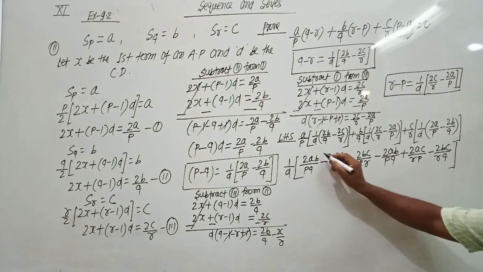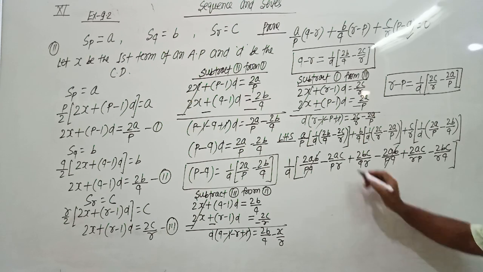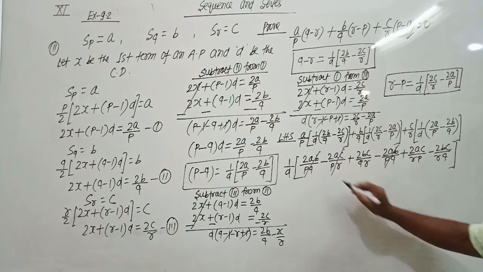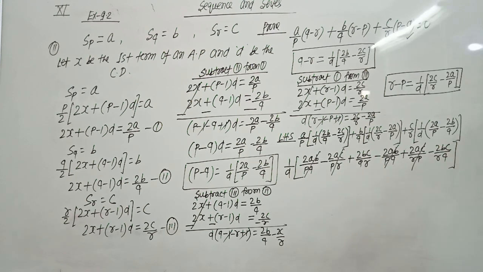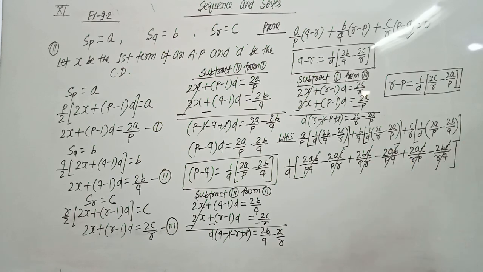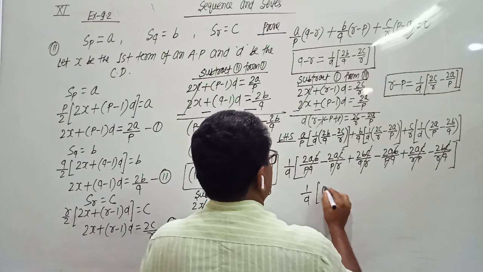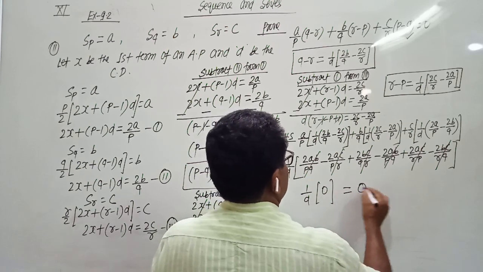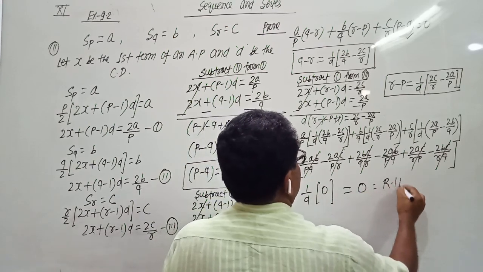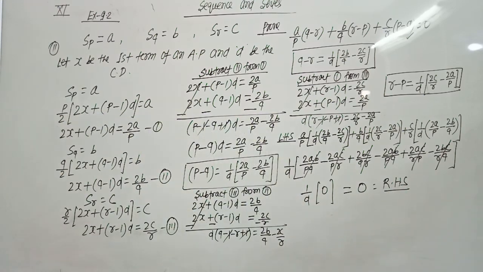So 2AB/pq and minus 2AB/pq cancel, minus 2AC/pr and plus 2AC/pr cancel, plus 2BC/qr and minus 2BC/qr cancel, and we get 1/d into 0. So the result comes to be 0, which is the RHS. So it is proved that LHS equals RHS.